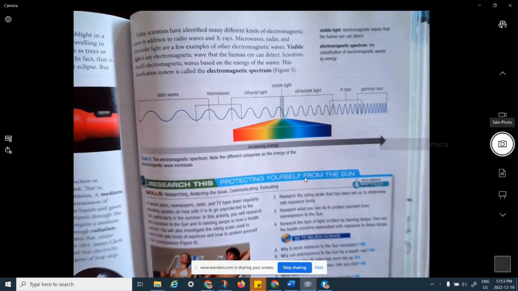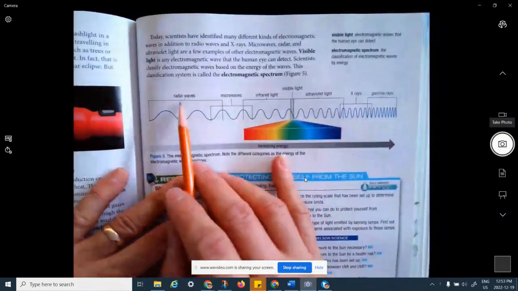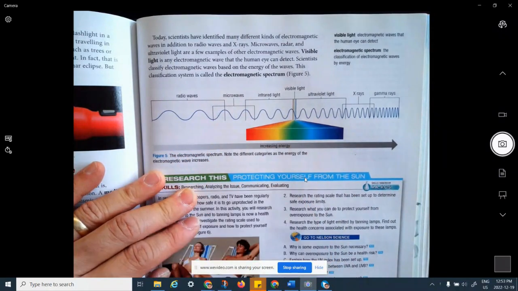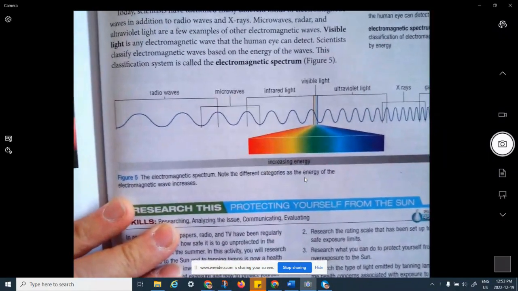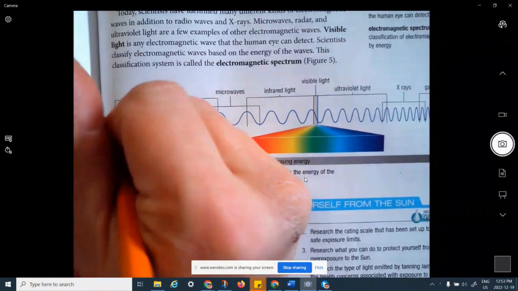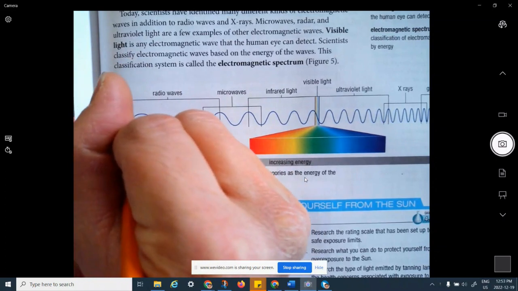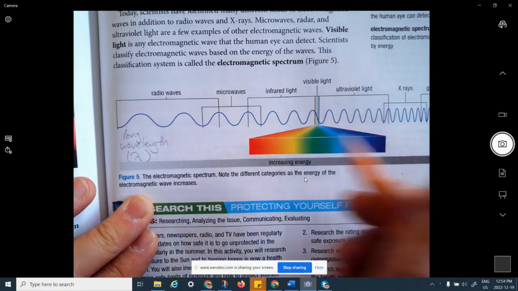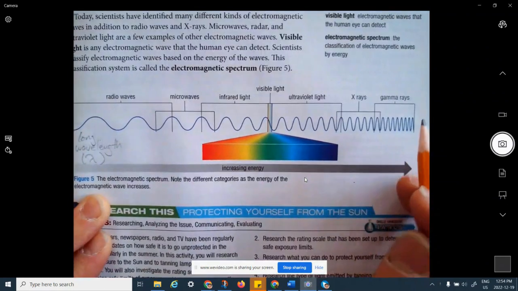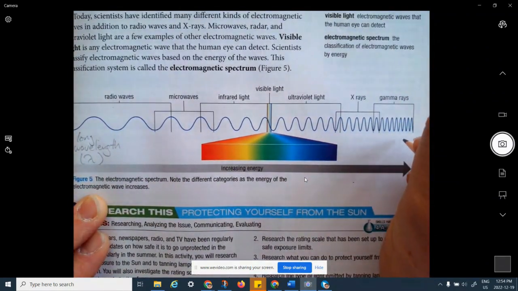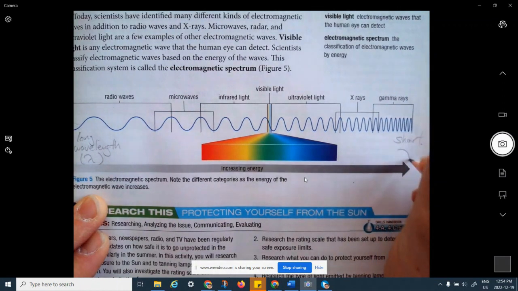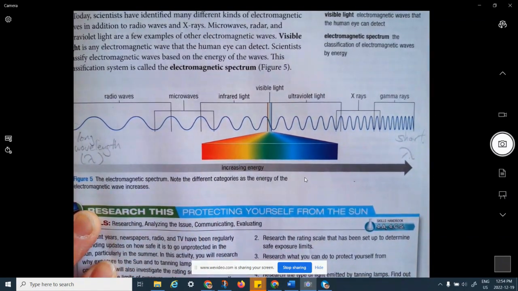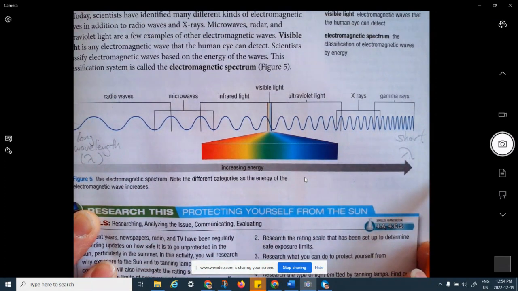In terms of the electromagnetic spectrum, you are expected to know where each type is on the spectrum. Keep in mind, radio waves have the longest wavelength, and the symbol for wavelength is lambda. On the other end of the spectrum we have gamma rays, which have short wavelength.